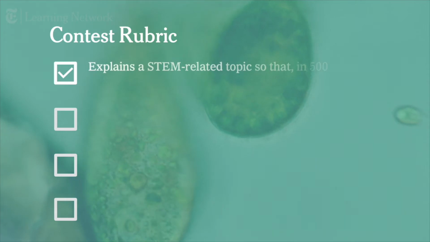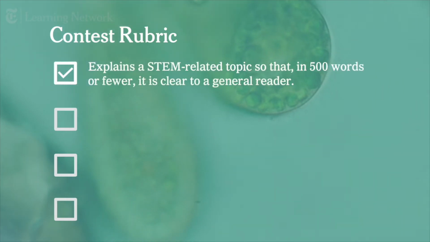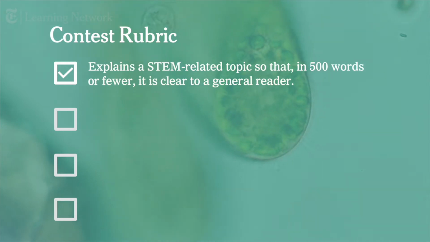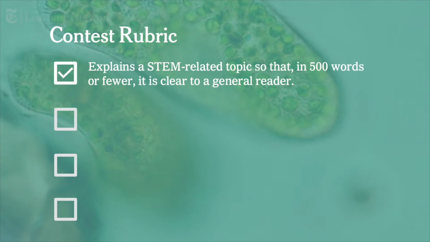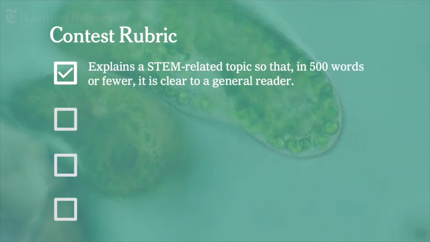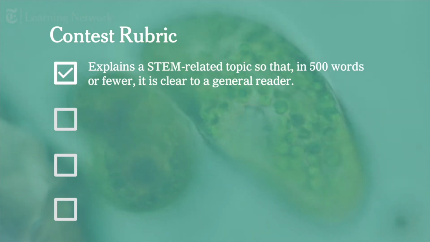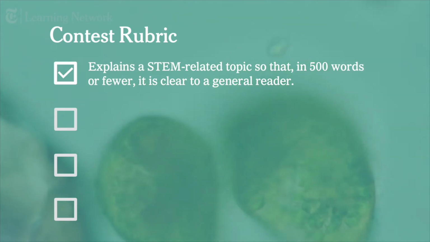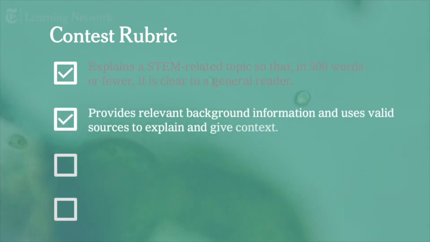So our contest judges are going to be looking for 4 different things. So one is focus and clarity. We want students to explain a STEM-related topic so that in 500 words or fewer, it is clear to a general reader. That means you're not writing on a huge subject like gravity, but you're really picking something that you can explain fully in 500 words. Also, we're looking for evidence. The essay should provide relevant background information and use valid sources to explain and give context to their topic.